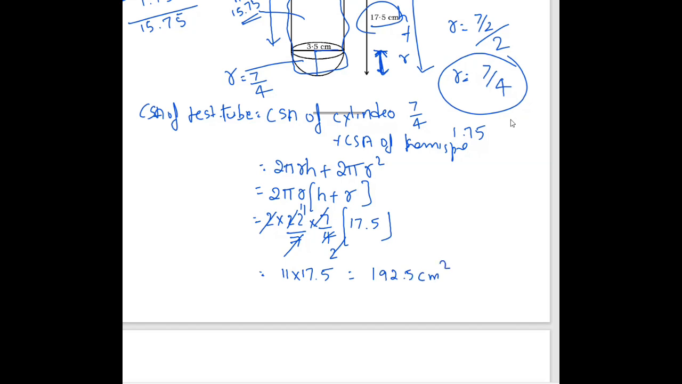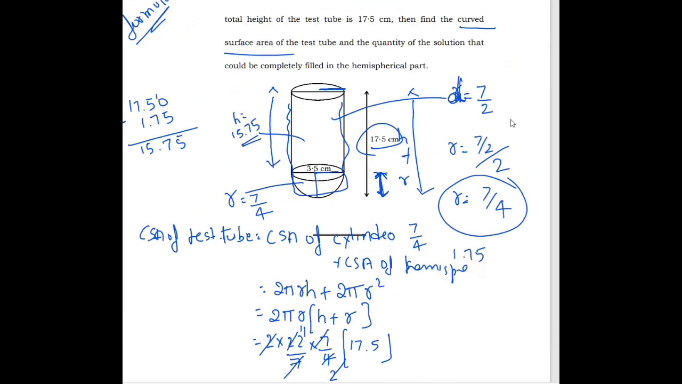So you see how I did the entire problem. I made it simple. If you put 1.75 here, it becomes complicated, you cannot cancel directly. So make sure you always keep the radius as a multiple of 7. I smartly changed it to 7 by 4. So 7 by 2 is the diameter, half of it becomes 7 by 4.